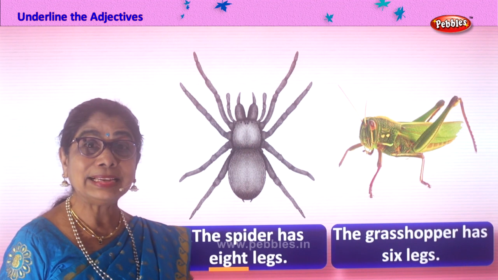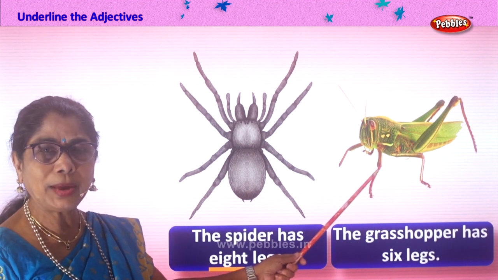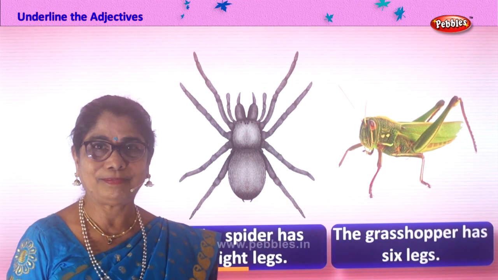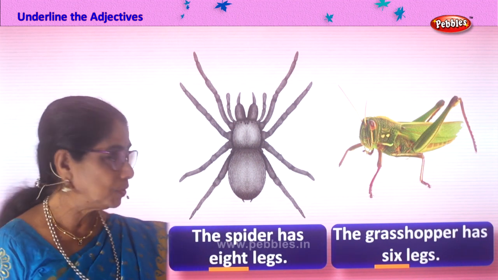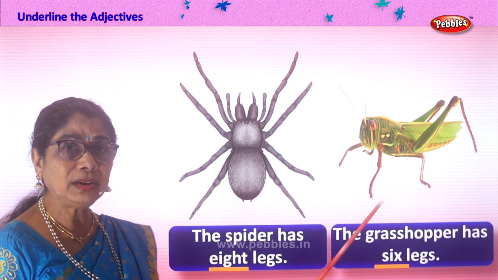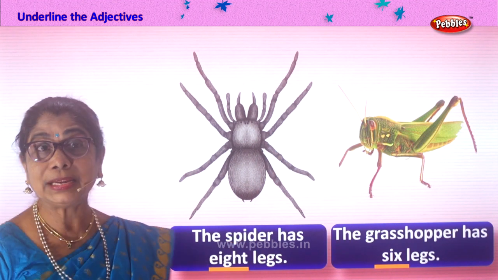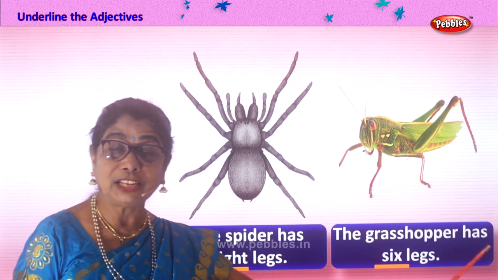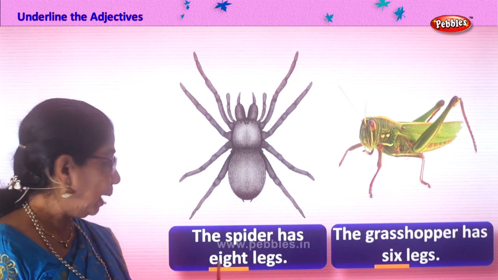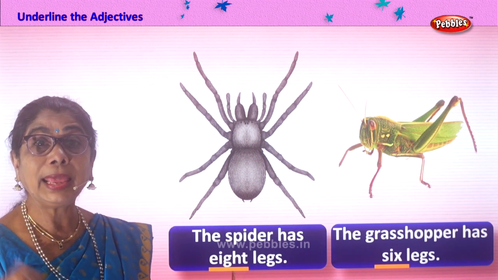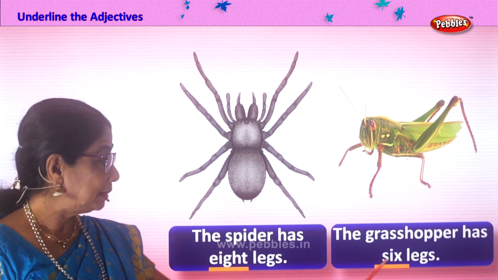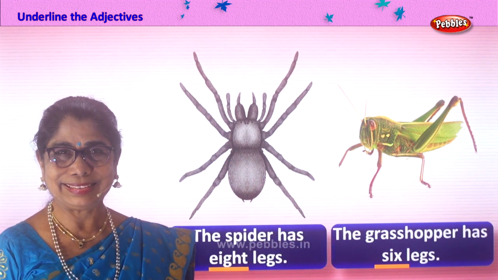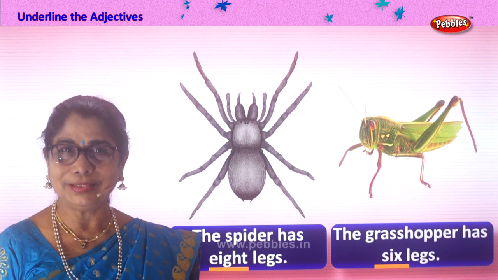Look at this sentence. The grasshopper has 6 legs. How many legs does the grasshopper have? 6. 1, 2, 3, 4, 5, 6. 6 legs. So 6 describes the grasshopper. 8 legs describes the spider. Now, the spider has 8 legs. The grasshopper has 6 legs. Look. 8. Opposite of 8. 6. This one has got 8 legs. This one has got 6 legs. Did you enjoy, children? Good.